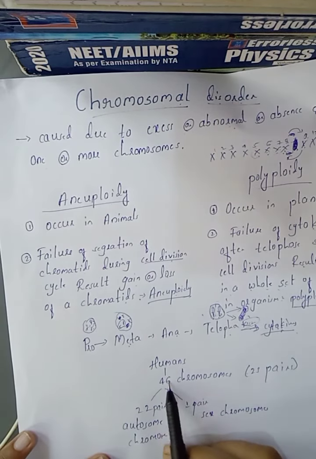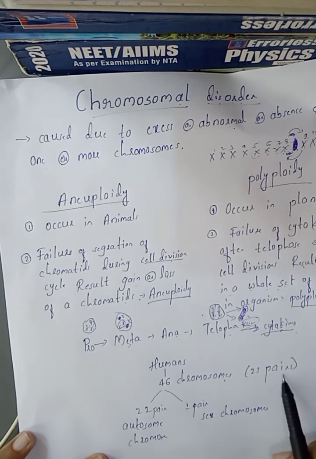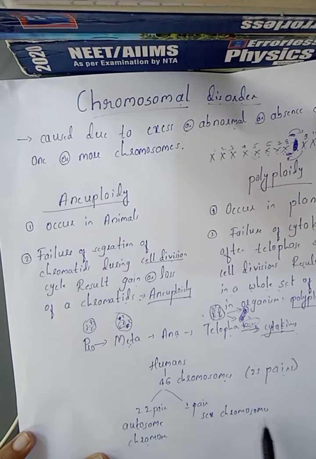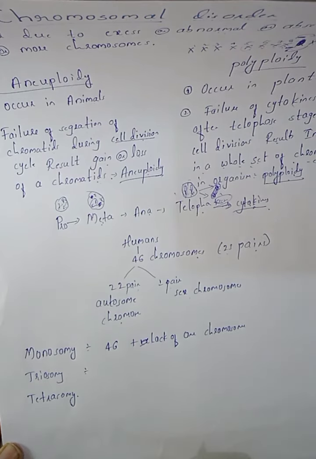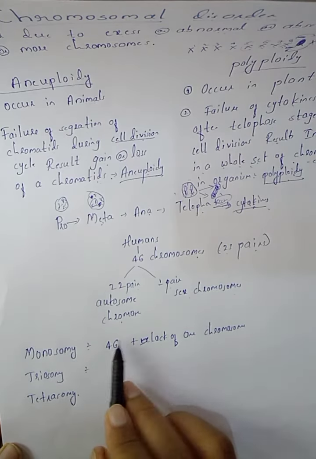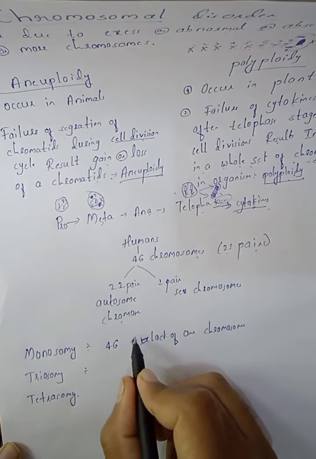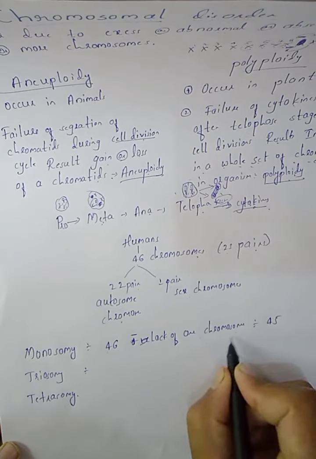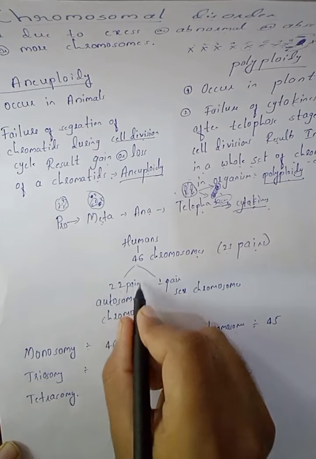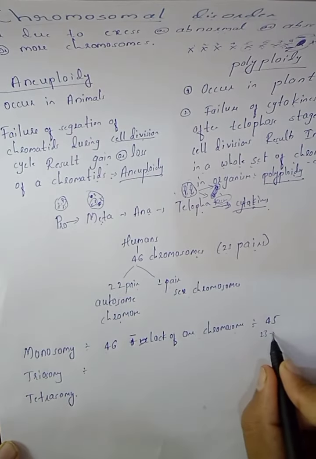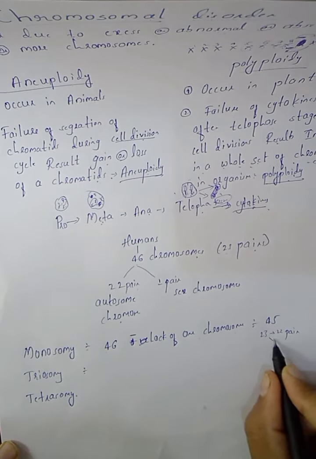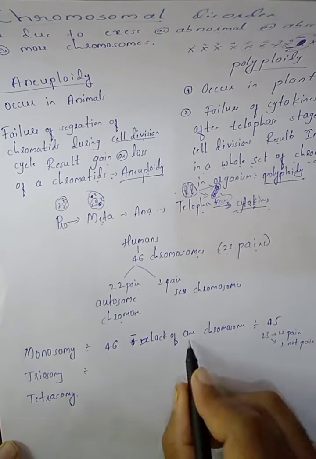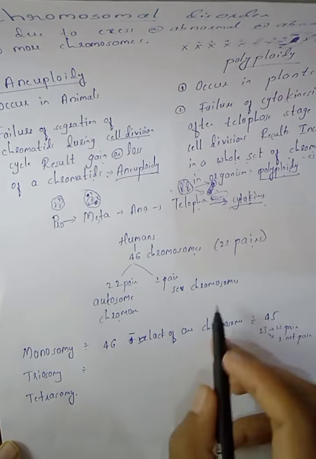In aneuploidy, there is an increase or loss of only one chromatid. In polyploidy, there is an increase of the whole set of chromosomes, due to failure of cytokinesis. Here we see humans have 46 chromosomes in every cell, that is 23 pairs: 22 pairs are autosomal chromosomes and 1 pair is the sex chromosome.